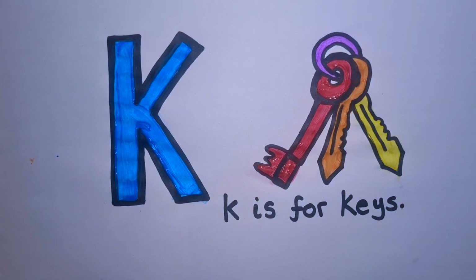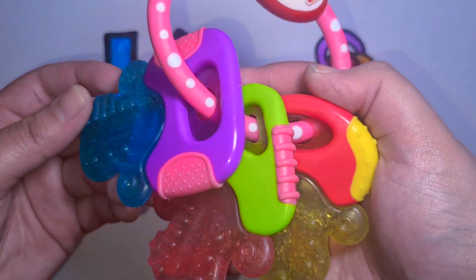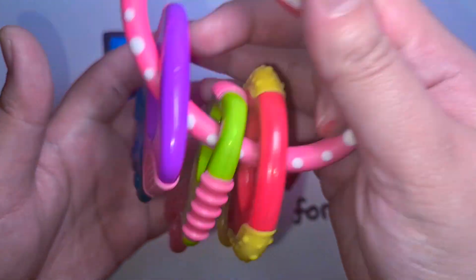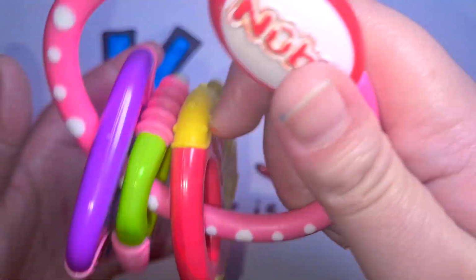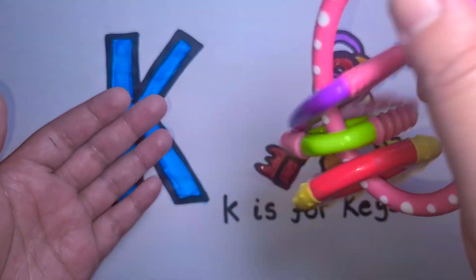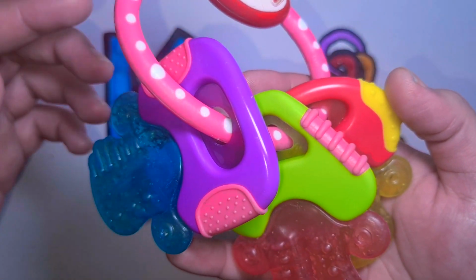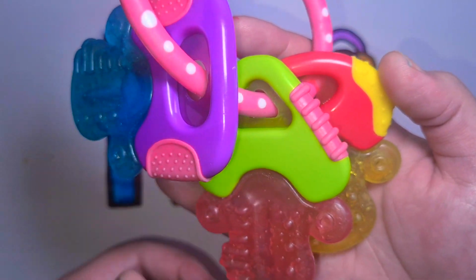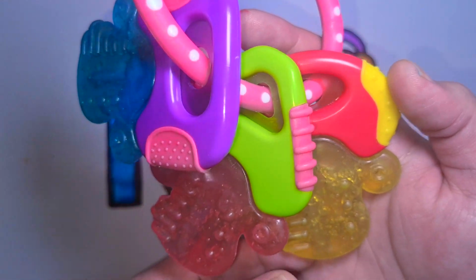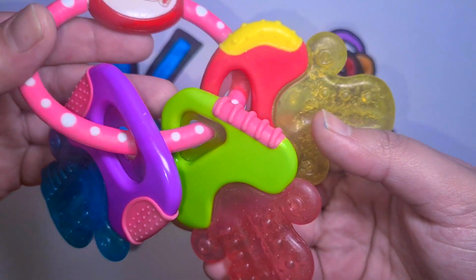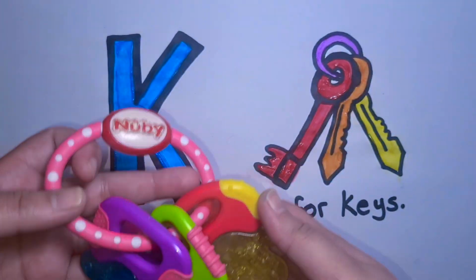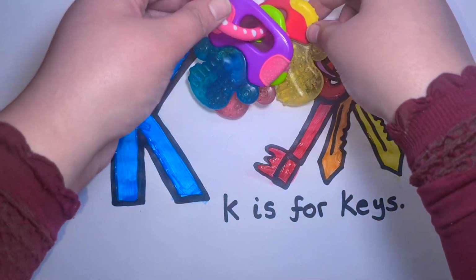K. K. K is for keys. Wow, look at these keys. They're so colourful. I have a blue key, a pink key, and a yellow key. Let's just put them right over there.